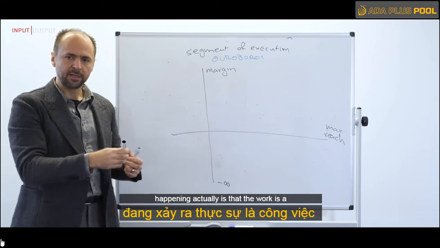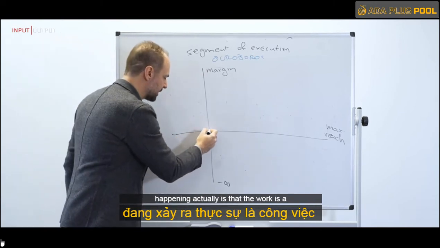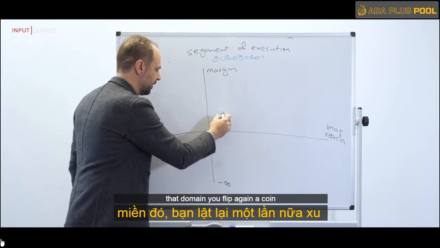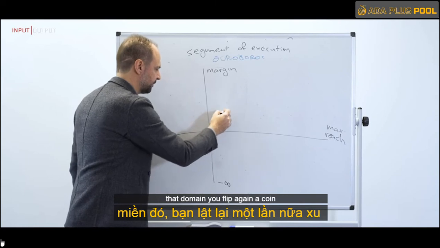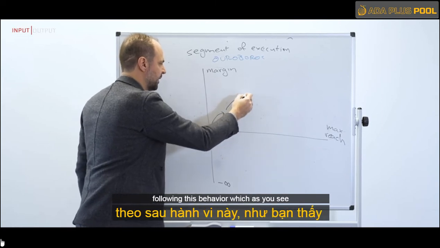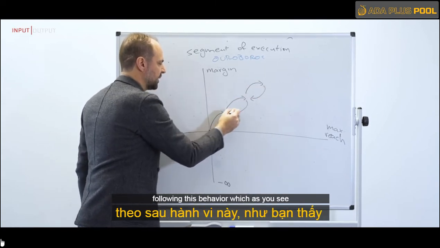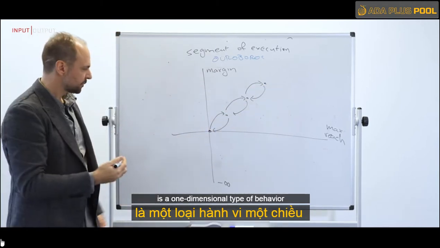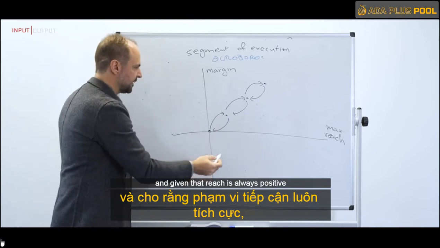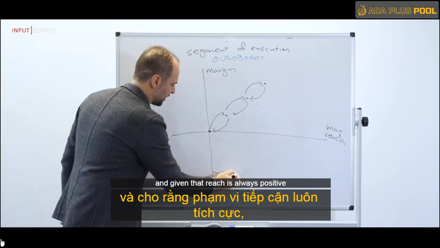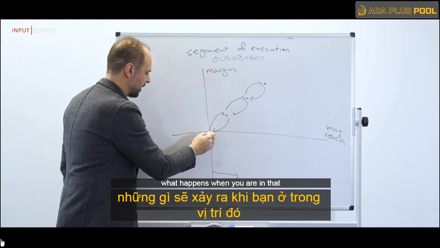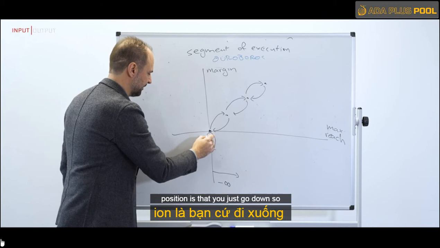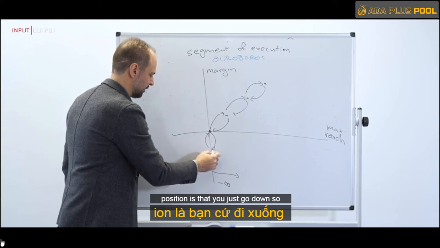Unfortunately, the relationship between these two parameters is more complex than a simple composition of two one-dimensional walks. And what's happening actually is that the walk is a little bit like that. When you are in that domain, you flip again a coin following this behavior, which as you see is a one-dimensional type of behavior. And given that reach is always positive, what happens when you are in that position is that you just go down.